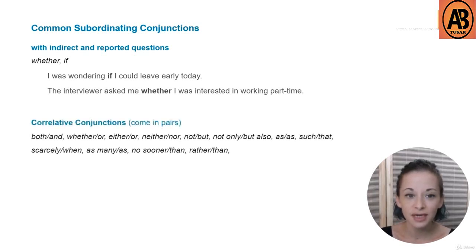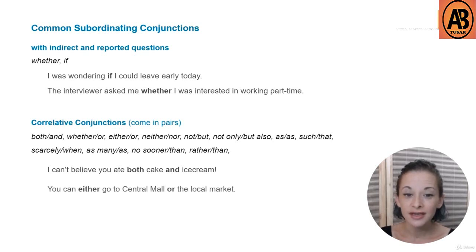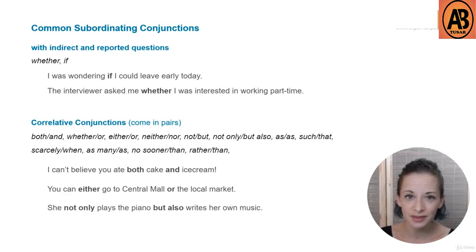Correlative conjunctions come in pairs. They include both and, whether or, neither nor, and the others shown on screen. For example, I can't believe you ate both cake and ice cream. You can either go to Central Mall or the local market. And she not only plays the piano, but also writes her own music.